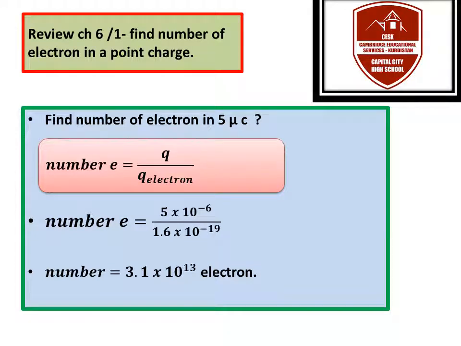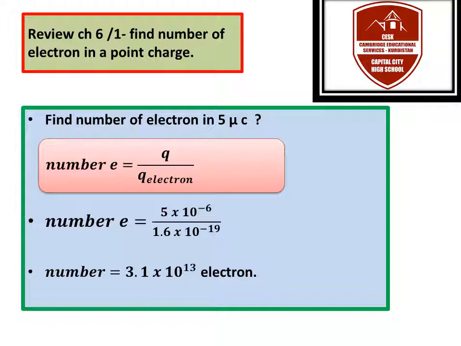Okay, today we will study review chapter 6, physics, 11th grade. In this chapter we will review almost all the rules. First rule, the relationship between number of electrons and charge.